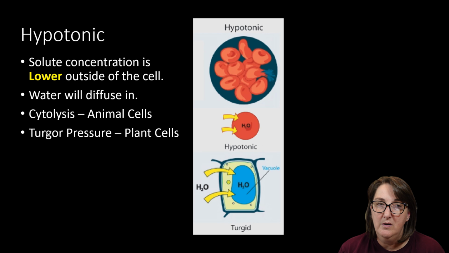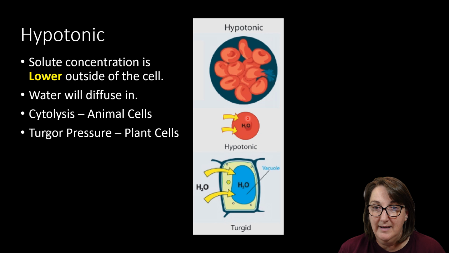Hypotonic is when the solute concentration is lower outside the cell. So if my solute concentration is lower, that means I have more water molecules out there. I have less solutes taking up space, and I have more water molecules outside in that solution. So that means inside I have more solutes. So if I have more solutes, that means I have less water. I have a lower concentration of water. So water wants to go from a high concentration to a low concentration, so it's going to rush in.